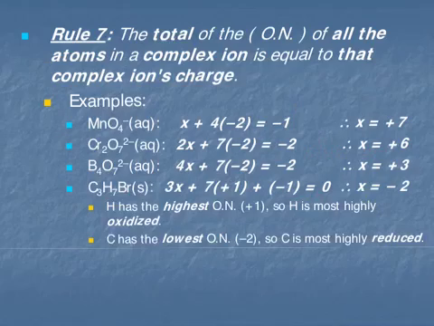And our last rule, which is similar to our rule number 6, is that the total of the oxidation numbers of all the atoms in a complex ion, otherwise known as a polyatomic ion, is equal to the charge of that ion. So for example here we have permanganate, MnO4-. We know oxygen has an oxidation number of minus 2, and there are 4 atoms, so 4 times minus 2, and we do not know the oxidation number of manganese. However, we know that permanganate, MnO4, has a total charge of minus 1. Therefore, we no longer put in 0 as our final oxidation number, but now minus 1.